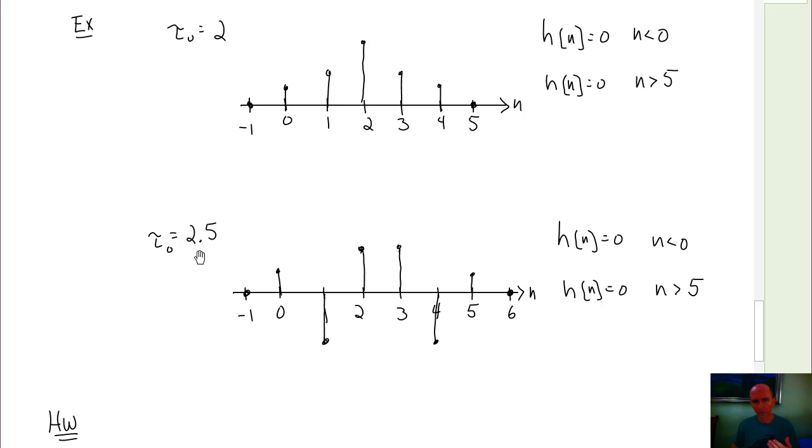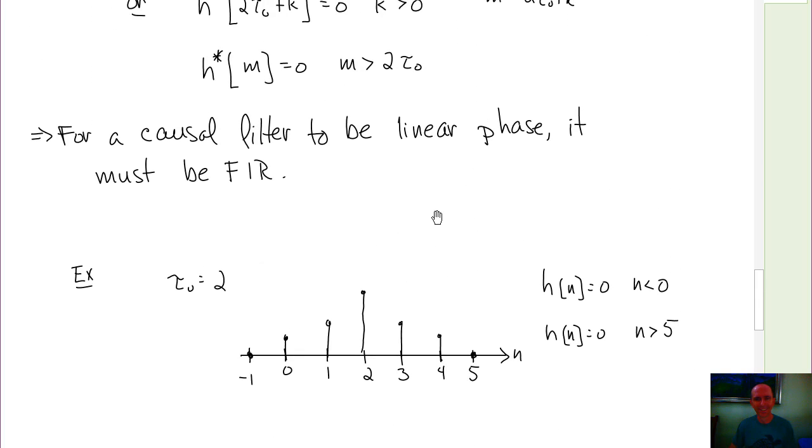If it's symmetric, for example, with respect to 2.5, then the value at minus 1 and at 6 are going to be the same. The value at minus 2 and 7 are going to be the same. And so we have, again, a symmetry, but if it's going to be causal and all the negative values of n are 0, it means that at some point our h of n is going to be 0 again. Now what does that mean?